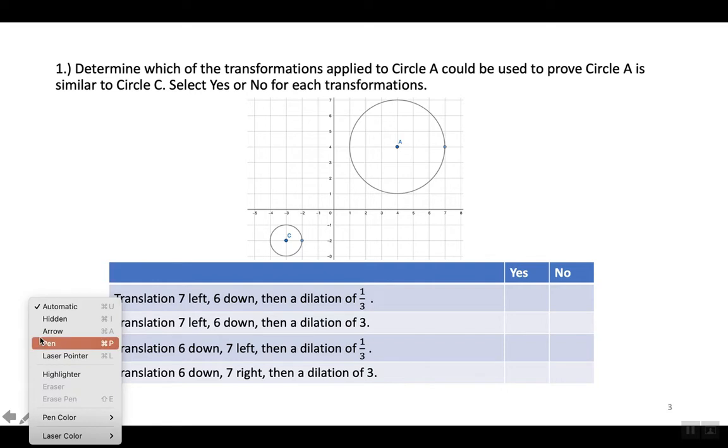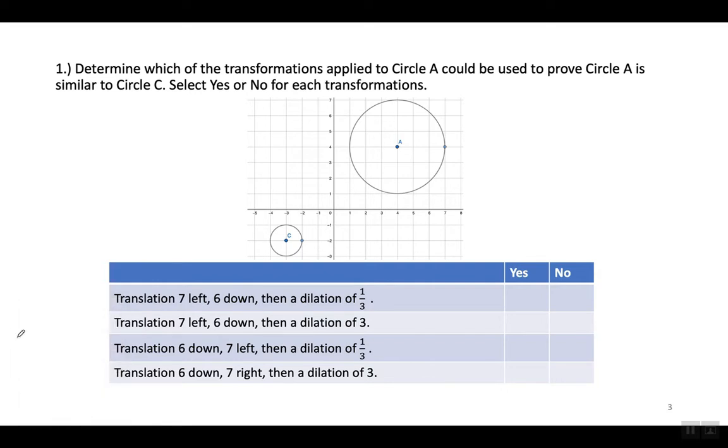Okay, question 1. Determine which of the transformations applied to circle A could be used to prove circle A is similar to circle C. Select yes or no for each transformation. So we're starting with circle A and we're trying to see which transformations listed below are going to change circle A into circle C. Now, if you look at all the possible answers, they all involve a translation first and then a dilation. So first of all, let's look at the translation.